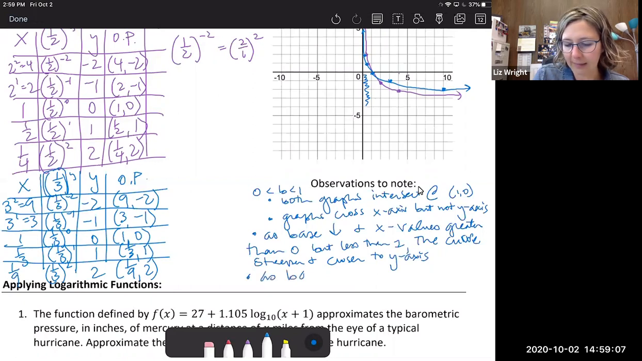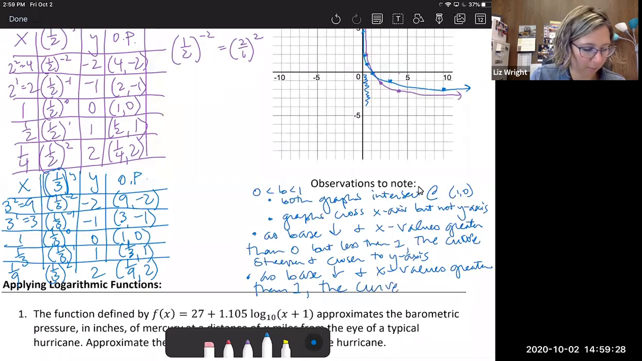As base decreases, and for x values that are greater than 1, the curve gets closer to the x-axis.